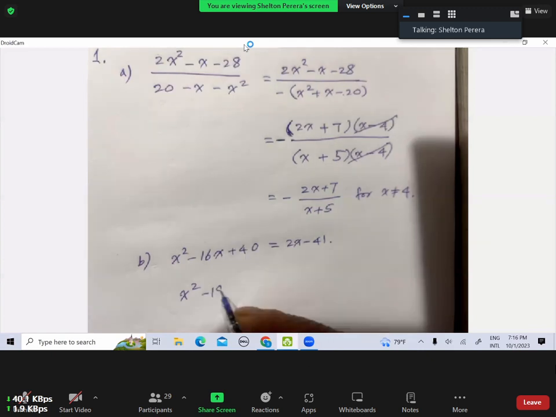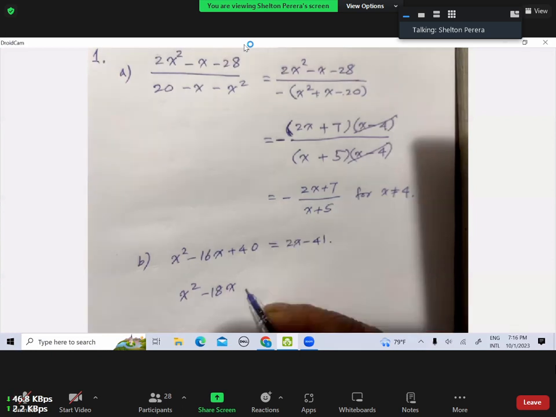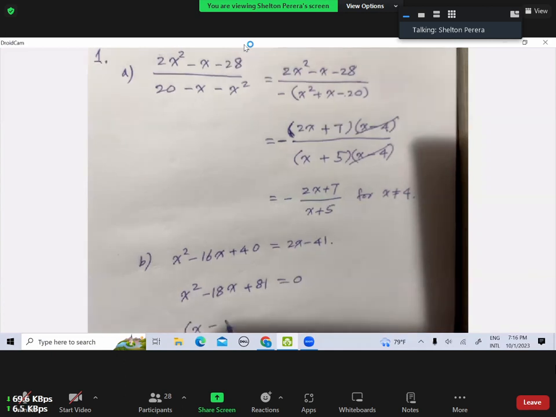So to do this one, you don't cancel; take this term to the other side. 2x squared minus 5x is equal to 0. Factor x out, it becomes x times 2x minus 5 equal to 0. From that, we can say product of two things equal to 0, so x is equal to 0, or 2x minus 5 is equal to 0.